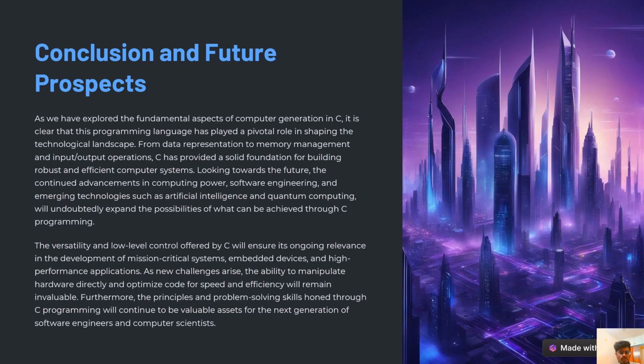efficiency will remain invaluable. Furthermore, the principles and problem-solving skills honed through C programming will continue to be valuable assets for the next generation of software engineers and computer scientists.